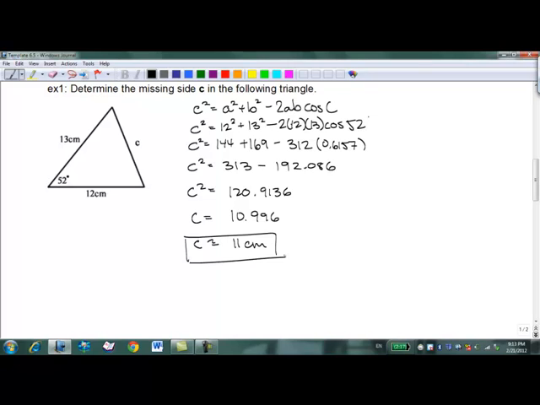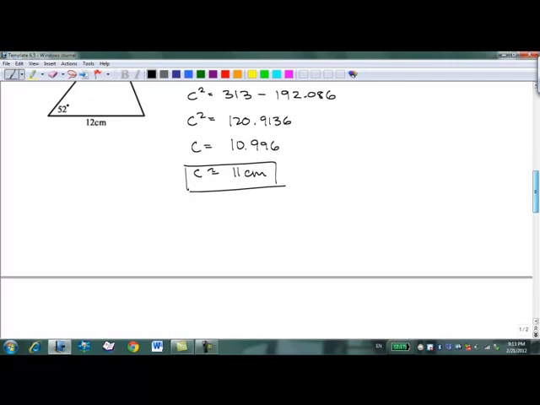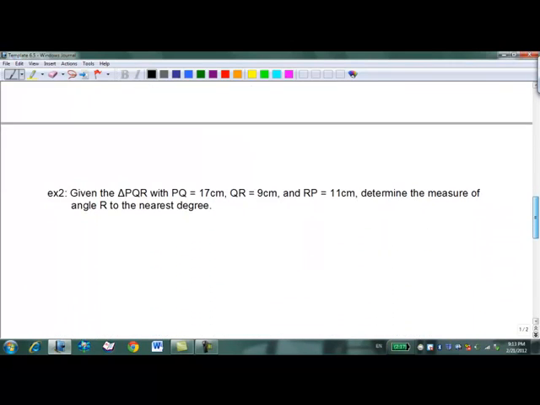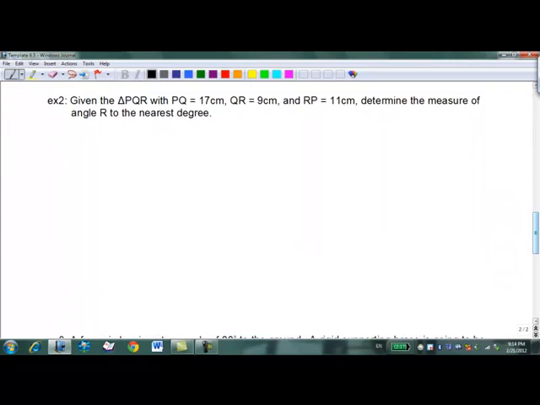So we can see it fits that kind of situation where we have the angle, in this case 52 degrees, and we have the two sides that help form that angle, the 13 and the 12. So a pretty handy little equation. Let's take a look at maybe a little bit of a different version of this.